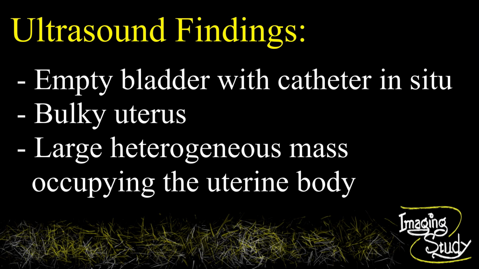On ultrasound, we can see a bulky uterus. A large heterogeneous area almost completely occupies the body of the uterus. The patient's urinary bladder was empty and a catheter is noted in situ.